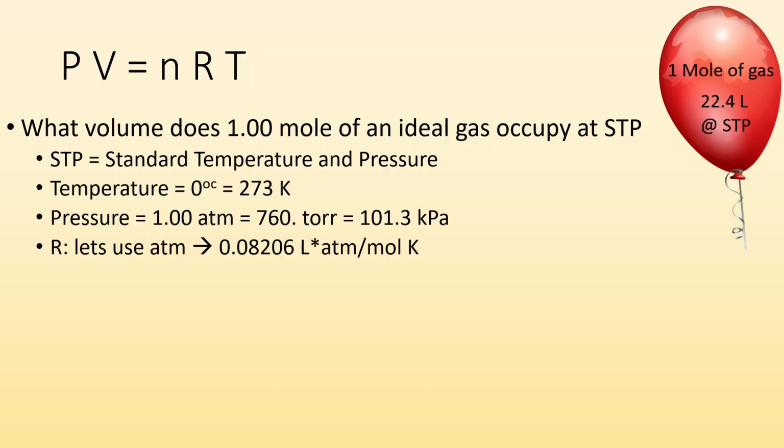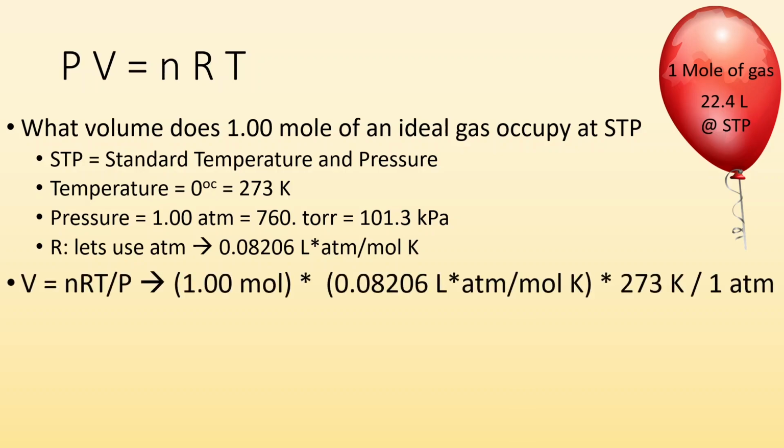For R, let's use atmospheres. I'm personally a fan of atmospheres, so the R constant that I'm going to use is 0.08206 liter atmospheres per mole Kelvin. Let's set it up. If I'm trying to solve for volume, I want to divide each side by pressure so that I get volume by itself, and I end up with volume equaling nRT divided by P.